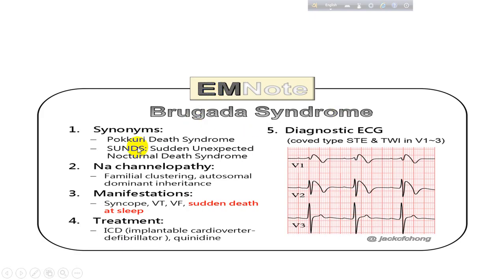This is Brugada syndrome. You see this is the ECG, V1, V2, V3. Coved type is ST elevation and T wave inversion in V1 and V2, V3. Treatment is with ICD and quinidine, and the manifestation is like syncope and VT or VF, or sudden cardiac death at sleep mainly, due to sodium channelopathy.